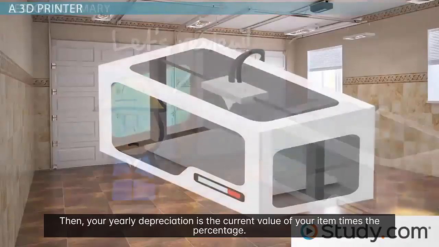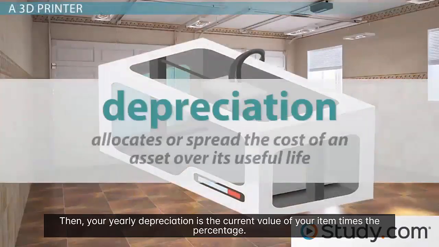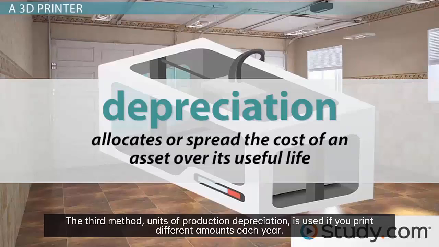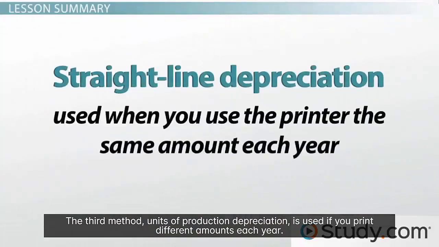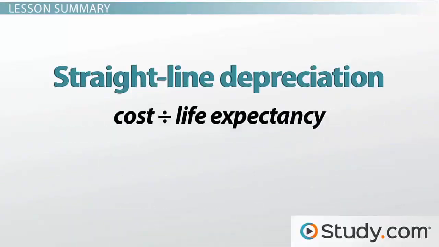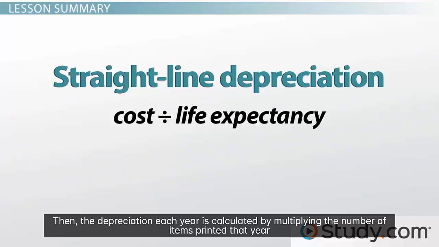Let's review what we've learned now. Depreciation allocates, or spreads, the cost of an asset over its useful life. We discussed 3 different ways to report this depreciation. The first is straight-line depreciation. Using this method assumes that you use the printer the same amount each year. To calculate this depreciation, you divide the cost of the printer by its life expectancy.